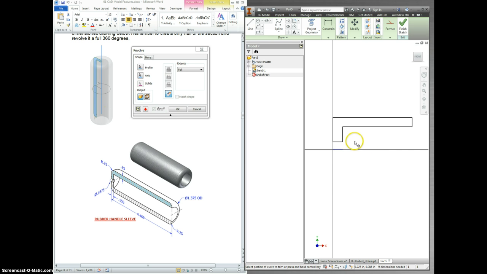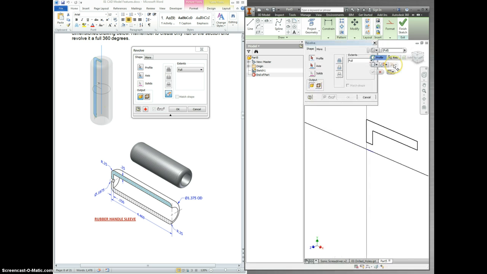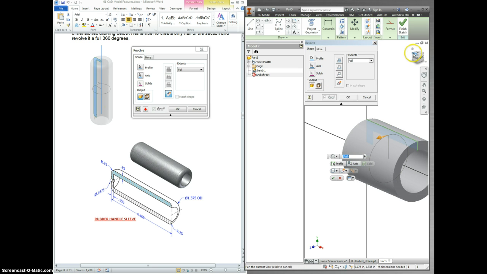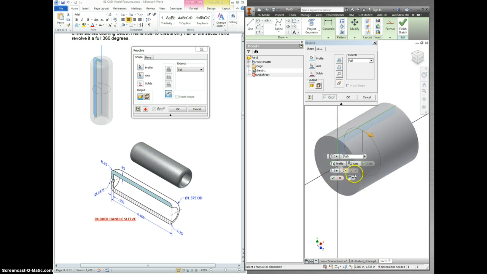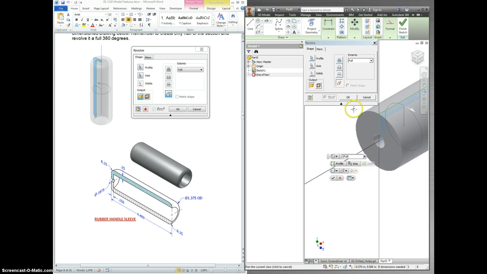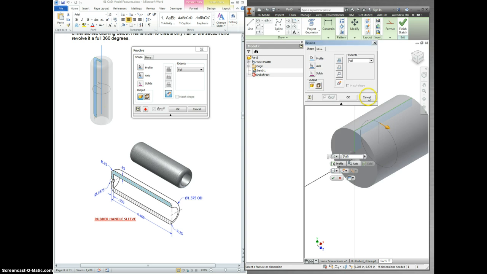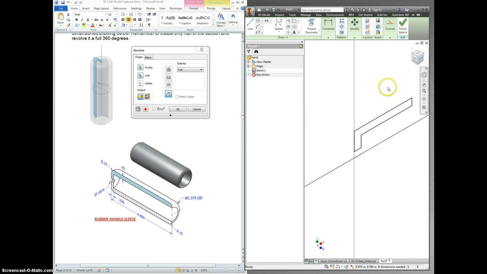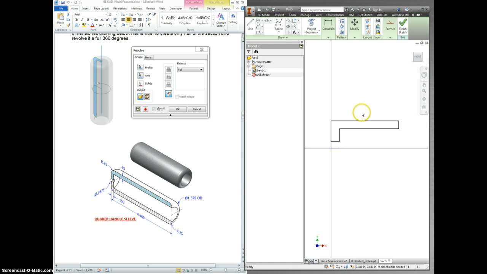And now what we have, if I were to hit revolve, which is R on my keys, I can select this as my profile, select that one little line that I left there as the axis, and it would make the body of this with a little hole in the back. I don't know if you can see that. Okay, I'm going to hit cancel because we are missing a very important feature of this, which is all of the dimensions. So let's talk about dimensioning.